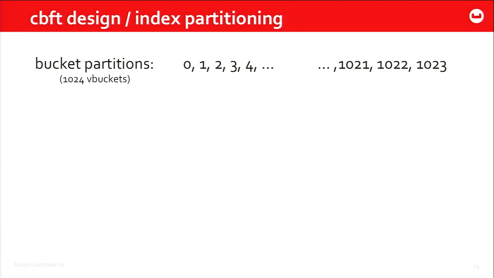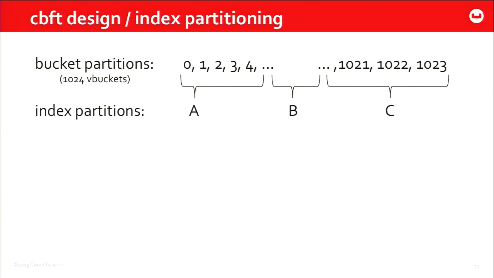And then when you create a full text index in CBFT, it's going to partition that into multiple partitions. I show 3 partitions here, A, B, and C. And there's a pretty simple modulus-based algorithm to assign those vbuckets to those index partitions. So for example, index partition A gets vbuckets 0 to 399. Index partition B gets 400 to 799, and so on.